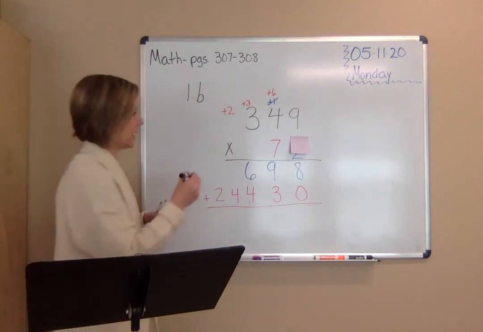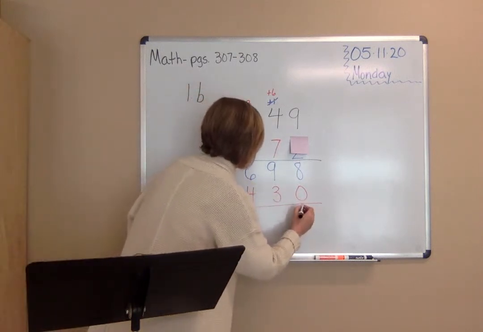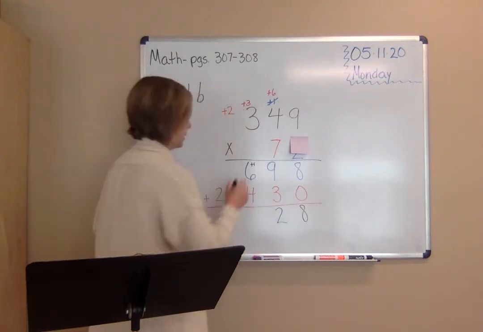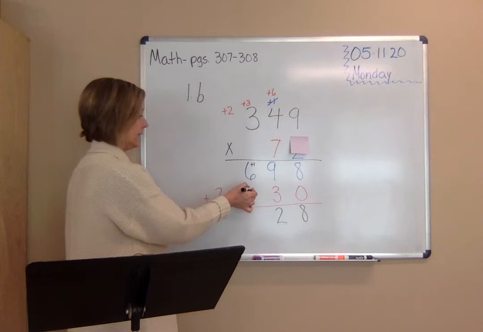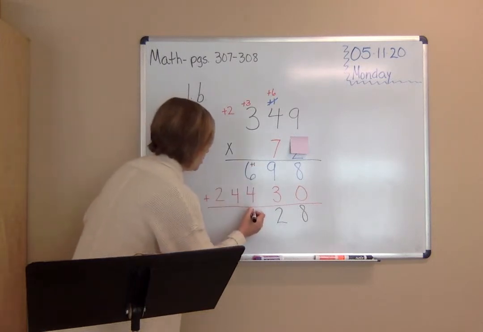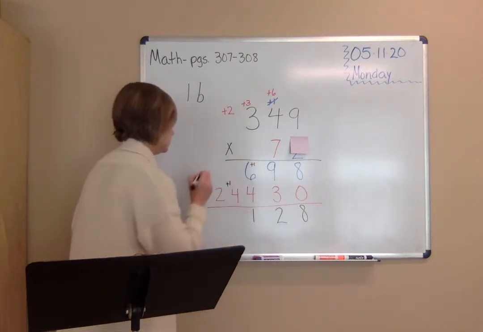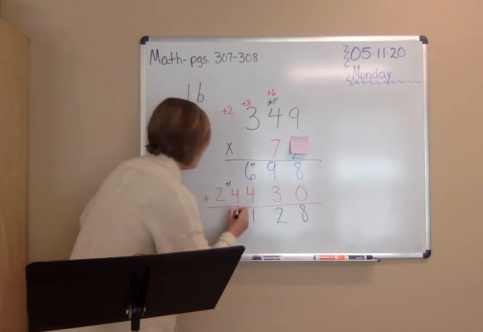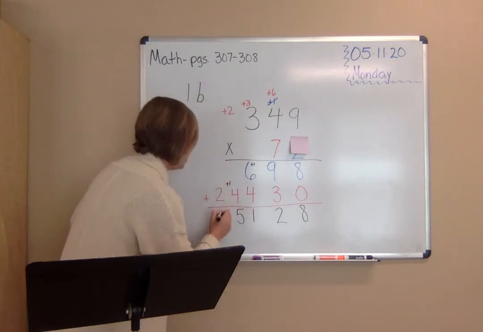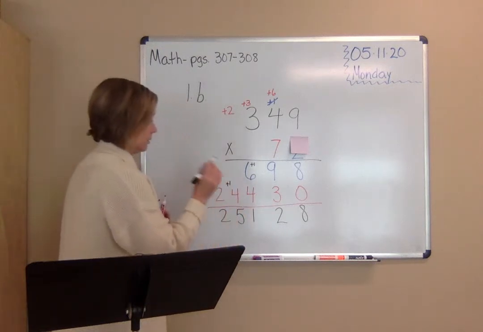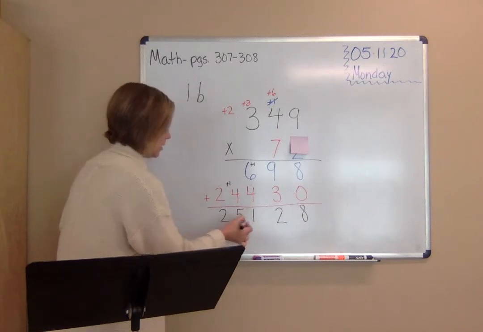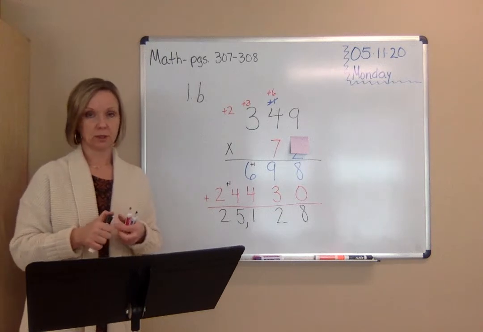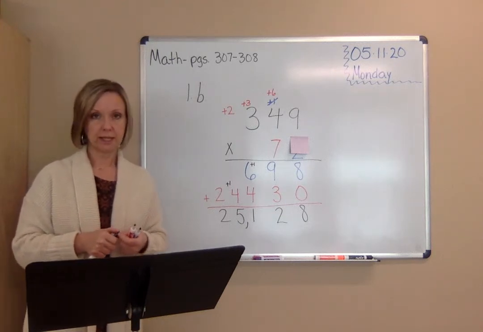So let's solve. 8 plus 0 equals 8. 9 plus 3 equals 12. 2 goes down, plus 1 goes up. 6 plus 4 is 10. 10 plus 1 is 11. 1 goes down, plus 1 goes up. 0 plus 4 is 4. 4 plus 1 is 5. 0 plus 2 equals 2. 1, 2, 3. Our comma goes in, and our product is 25,128.